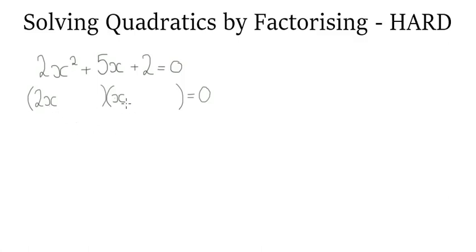Okay, so let's do the same process as before. Let's focus on this number here. How can I get 2? What two numbers can times to give 2? Well, there's only one choice here, a 2 times a 1.